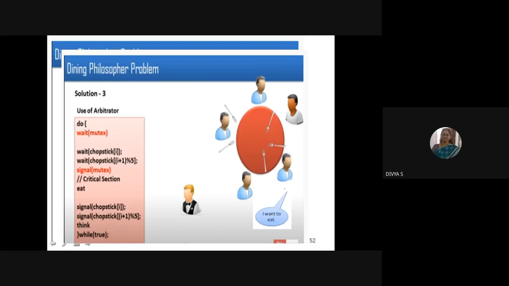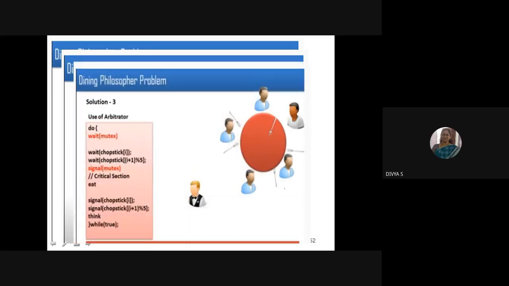Now, I'm asking you, what is the response given by the waiter? He can pick the chopsticks. Will he say that you can pick? Let's see. Yes, he's saying that, okay, you can pick the chopsticks. This is how the figure goes. Now, as of now, two philosophers are holding two chopsticks each. Now, can they eat? Yes, they can eat.